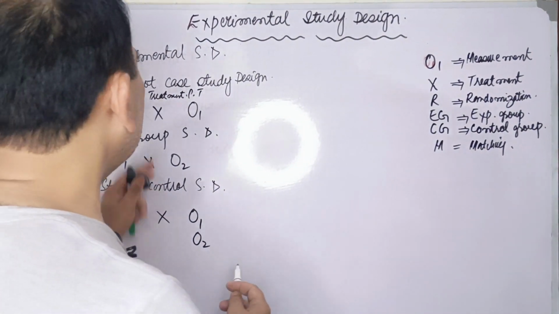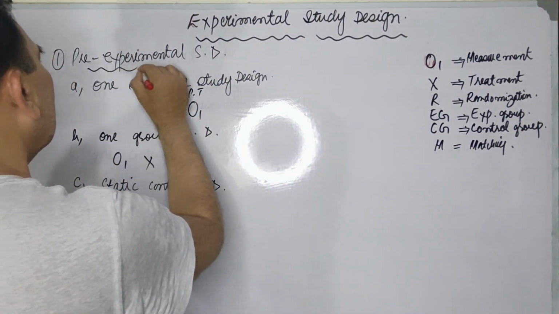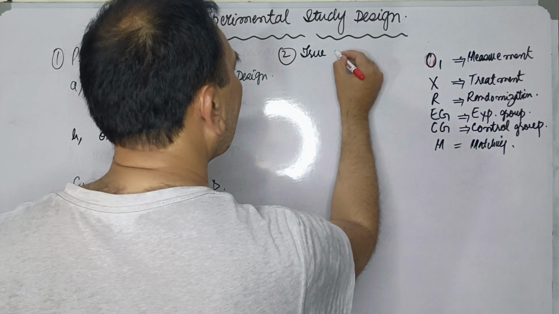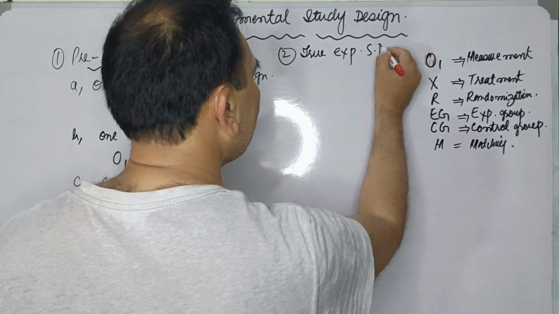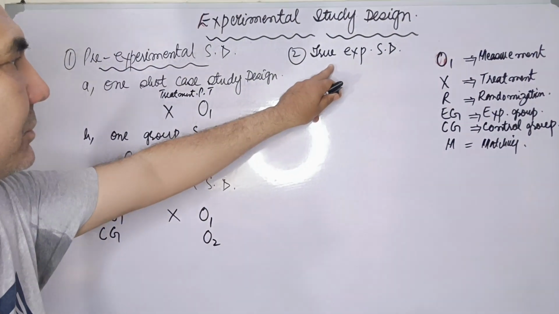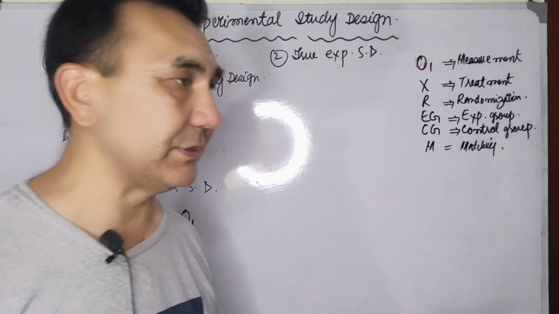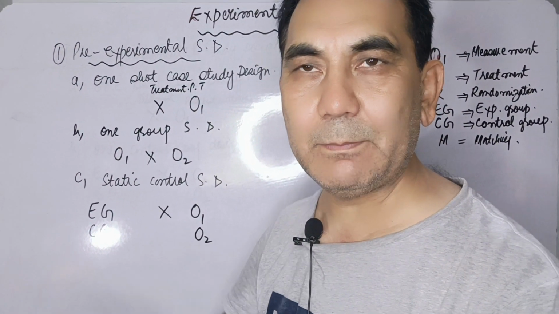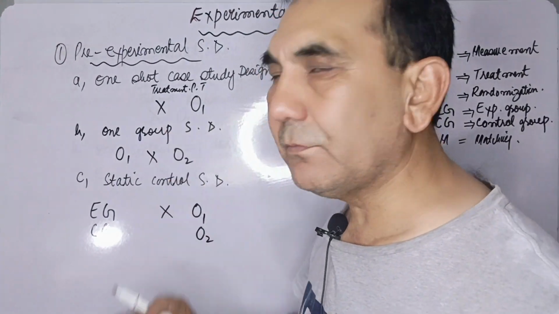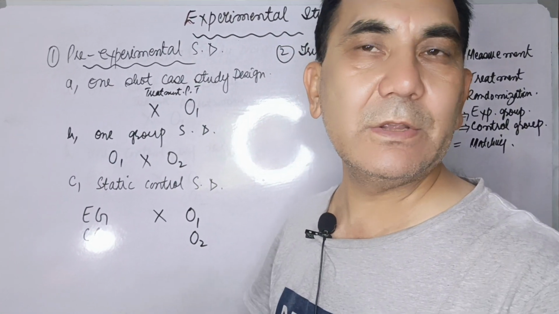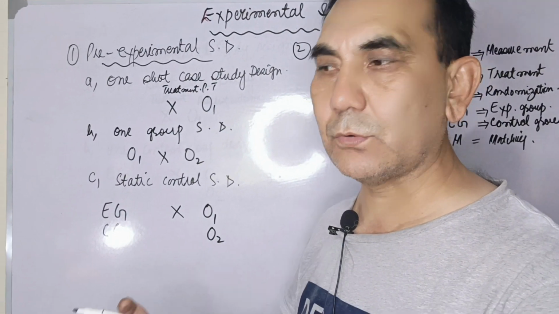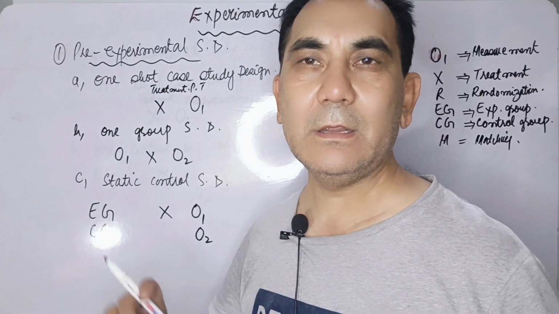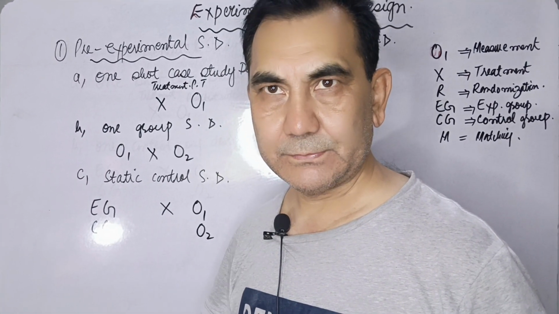Now the second type of experimental study design is called the true experimental study design. What is the difference between the true experimental and the pre-experimental study design? As I told you, in the pre-experimental study design, the researcher will not use any pre-test, and will not use any control group, or if he uses a control group, it will not be exposed to any pre-test or any treatment.